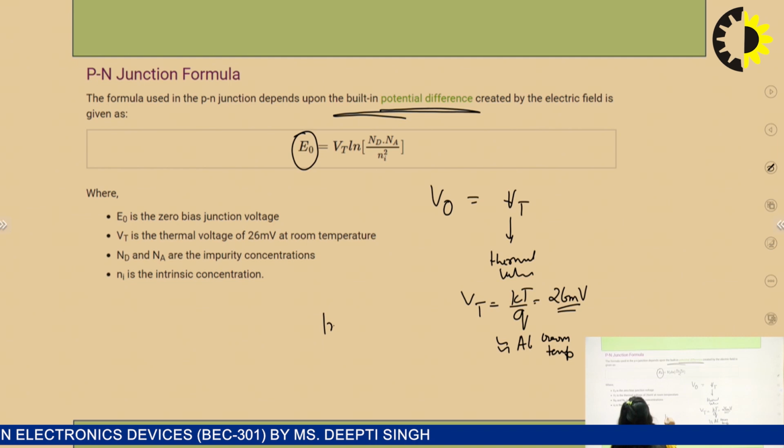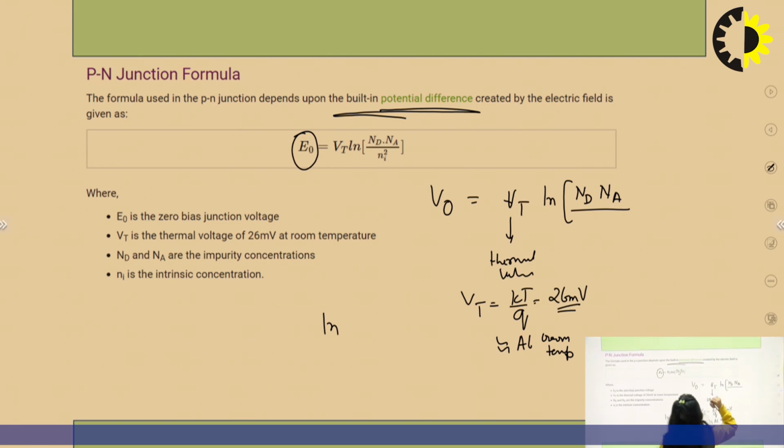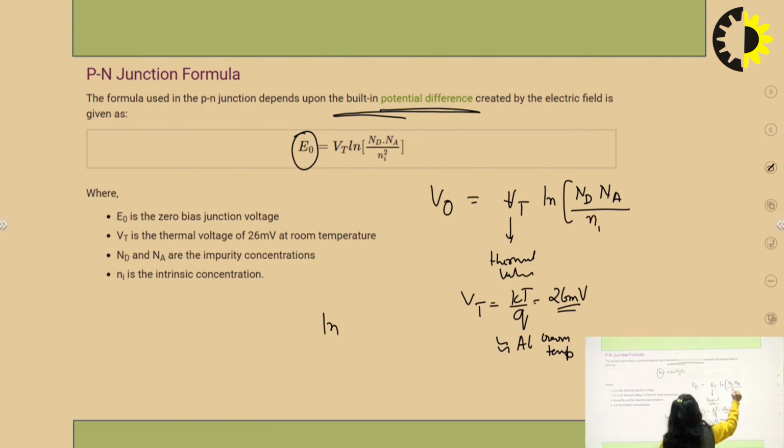V0 is Vt into ln of Nd Na upon ni squared, where Nd is the donor ion concentration, Na is the acceptor ion concentration, and ni is the intrinsic carrier concentration. Okay, so this is the formula for the zero bias junction voltage.